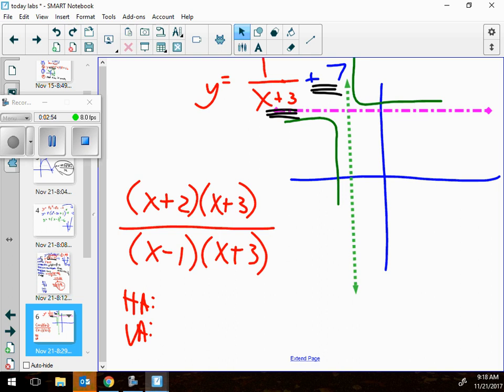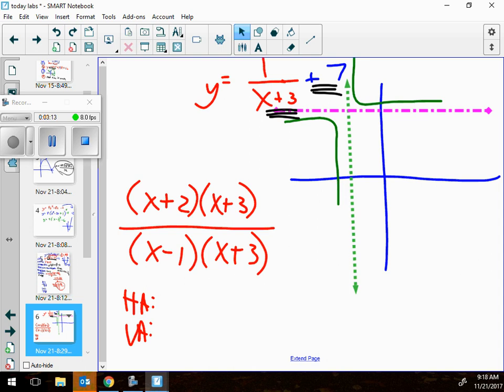Do you remember the whole horizontal thing about bigger on bottom, bigger on top, same on both? For the horizontal asymptote, which one is that? The pink one or the green one? Which one's the horizontal asymptote? Say it if you know it. Which one's the horizontal? The pink one or the green one? The pink one. Okay, good.